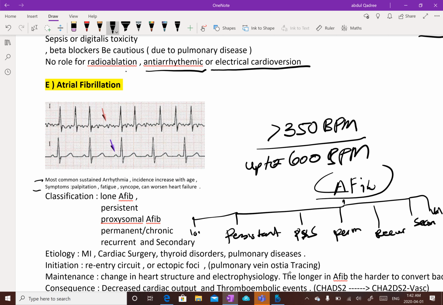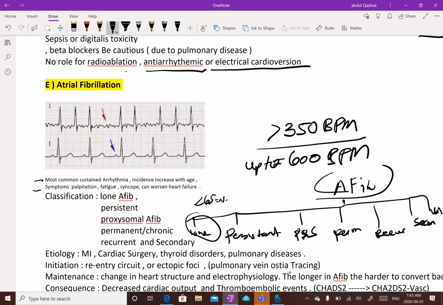Also, I forgot to mention the lone AFib. So what is lone AFib? Lone AFib is basically somebody less than 65 years old with no structural heart disease who presents with atrial fibrillation, referred to as lone AFib.